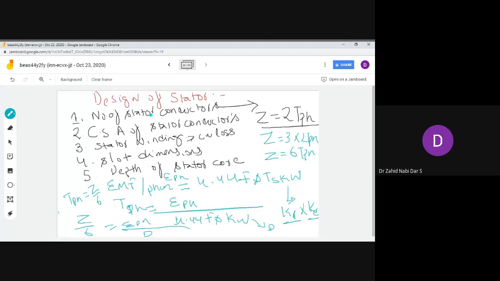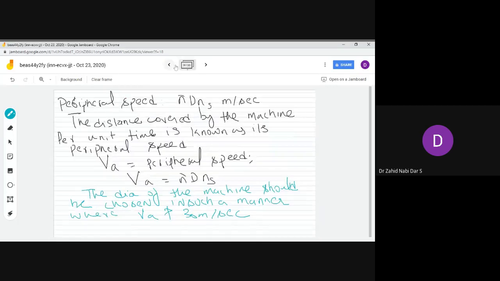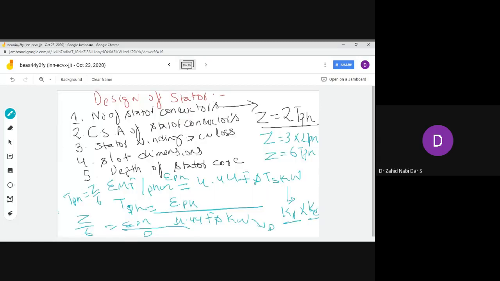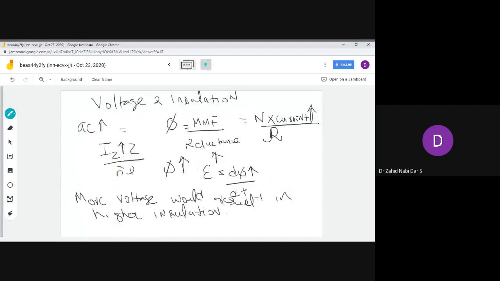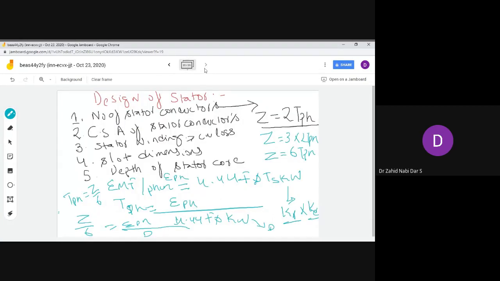Let's move to the next slide. Why is the next slide not coming? We are limited here, only 20 slides per session. Okay, I'll rub this slide over here. Clear frame. I'll clear this frame.